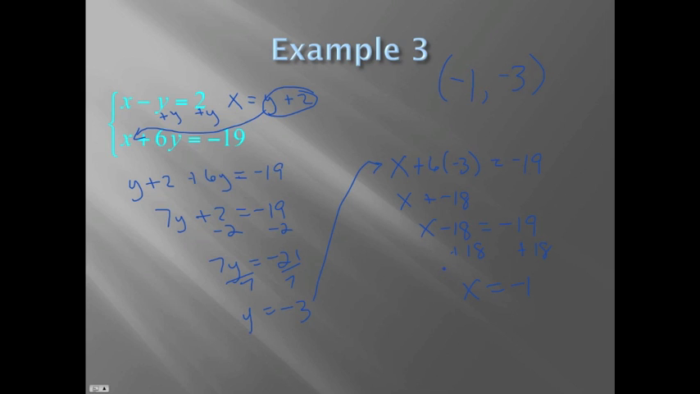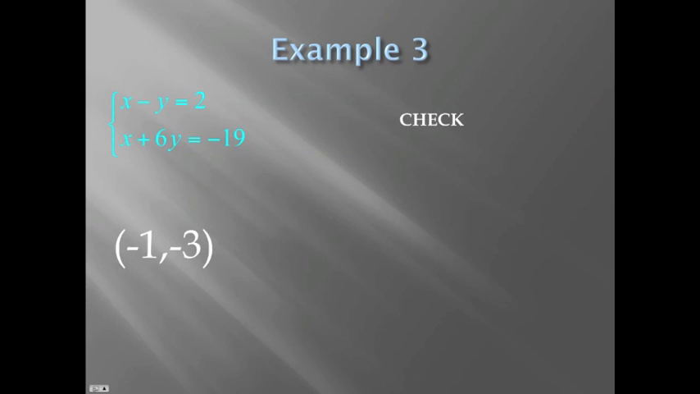And then we could probably check. And now that we know the solution is negative 1, negative 3, let's go ahead and check it. Might as well just put it right in the first one. We're going to have negative 1 minus negative 3 equals 2. Negative 1 minus negative 3 becomes negative 1 plus 3, which is 2. So 2 equals 2. That's correct.